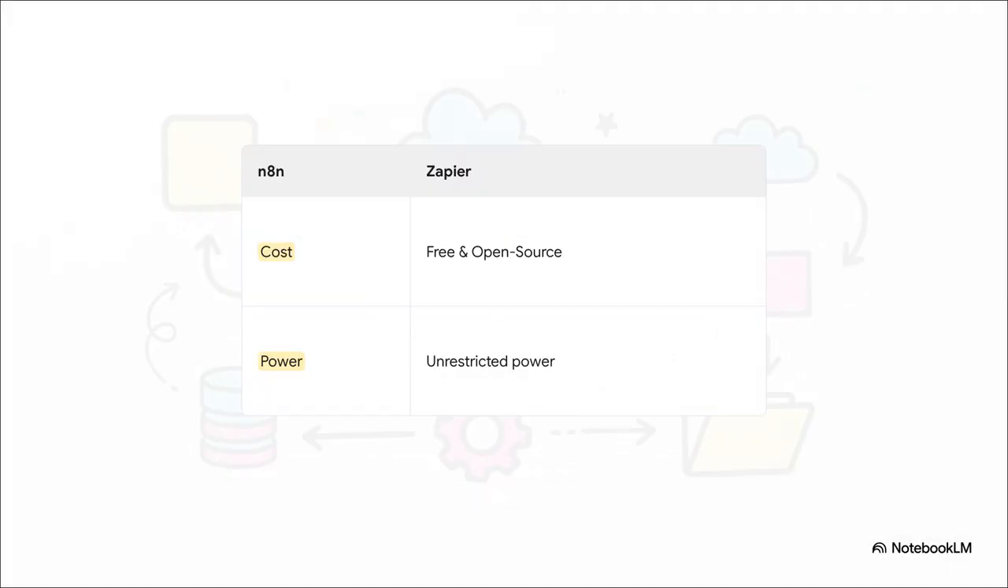Look, the difference here is just, it's fundamental. On one hand, you've got these tools that charge you for every single task, which can get crazy expensive. With n8n, your only cost is whatever you're running it on, which could be next to nothing. And while other tools corner you with their pre-built actions, n8n's power is totally unrestricted. With code nodes and direct command line access, if you can dream it up, you can probably build it. This just completely changes the game.